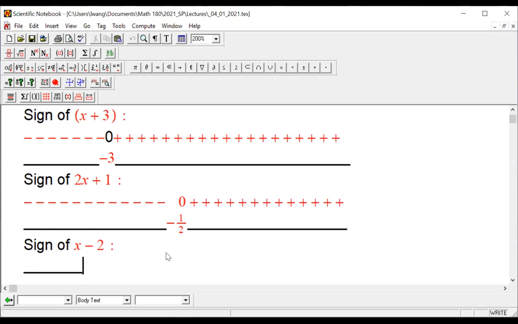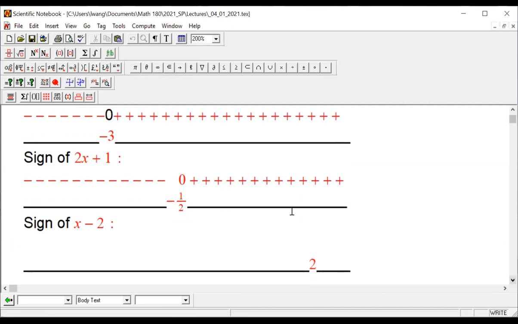And then last but not least, where does x minus 2 change sign? +2. Perfect answer. Okay. For x less than +2, it's negative. At 2 it is 0, and afterwards it is positive.